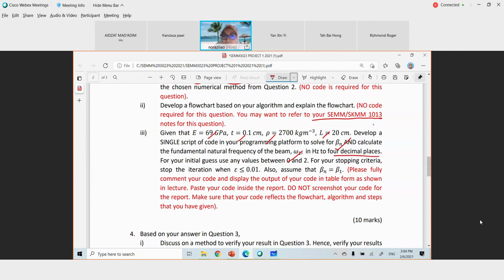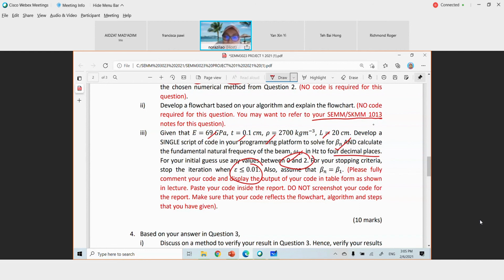Find your initial guess, use any value between 0 to 2. For your stopping criterion, please make sure that your eta is less than 0.01. Please fully comment your code and display the output of your code in table form as shown in lecture.